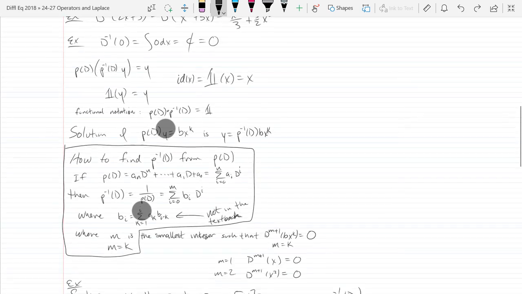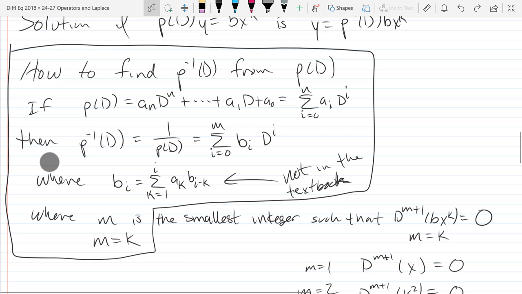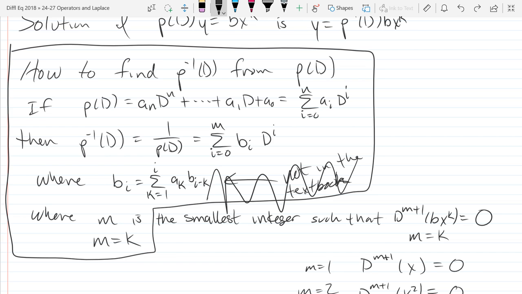Okay, so let's correct what used to be written up here. But it's still not in the textbook. So m is still the smallest integer, like I just said. We had basically m is your degree. So it's the smallest integer such that one more derivative would turn it to zero. It's basically the last significant derivative that you can take before you get zero.